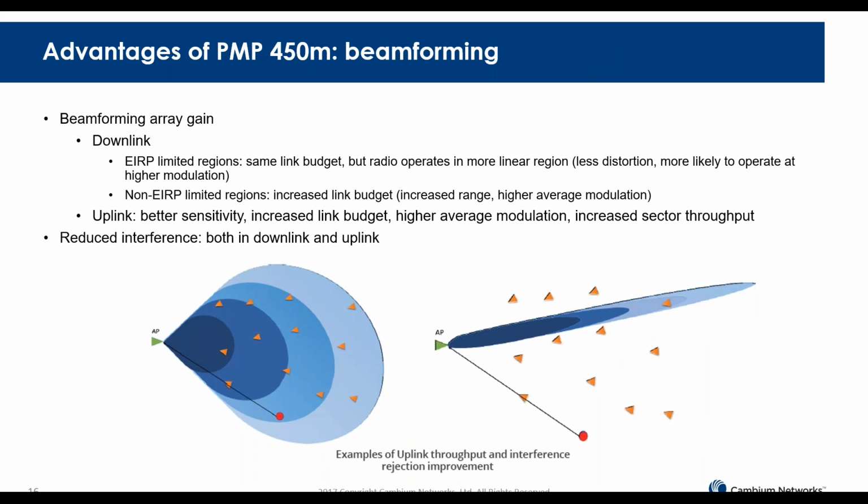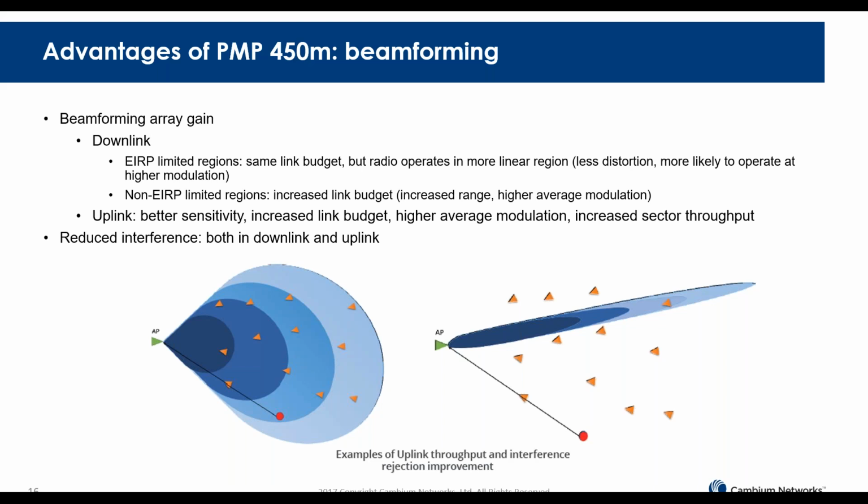The PMP450M also has many other advantages besides the obvious higher throughput advantage due to the massive MU-MIMO feature. Another advantage is given by the beamforming feature, namely by the beamforming array gain. This is a gain that's given by the fact that there are multiple antennas in the access point, and it's present both in the downlink direction and in the uplink direction.